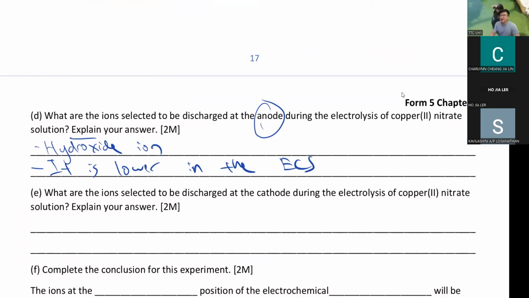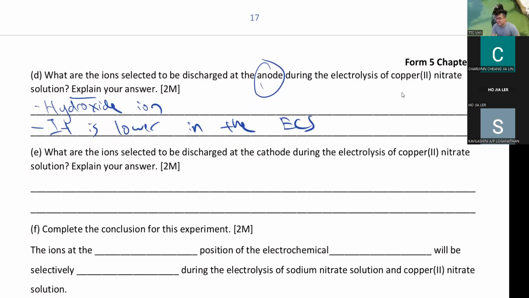If you want to write electronegative, you say less electronegative. Electronegative means good looking, pretty. So hydroxide is less pretty than nitrate, right? So hydroxide ion is less electronegative than, sorry, than nitrate. You get what I mean, right?